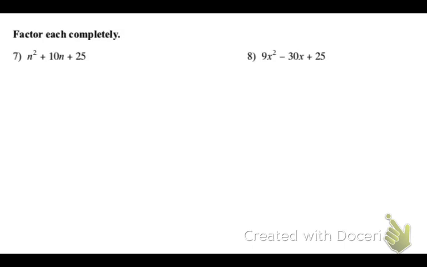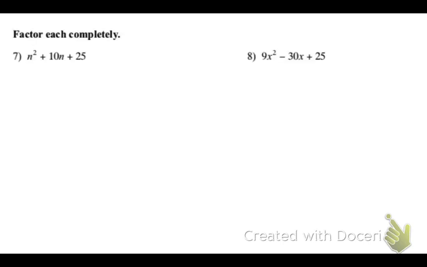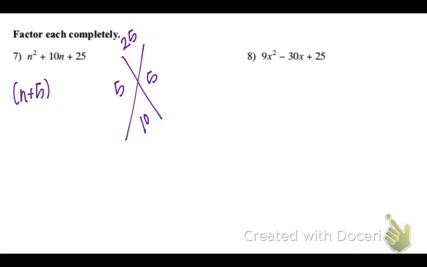So these ones are just factoring these completely. You know how to do this. This one we've done before, or we were doing these last time. We're seeing what multiplies to be 25 and adds to be 10. It's 5 and 5, so then this will be n plus 5, n plus 5, which is going to be n plus 5 squared.